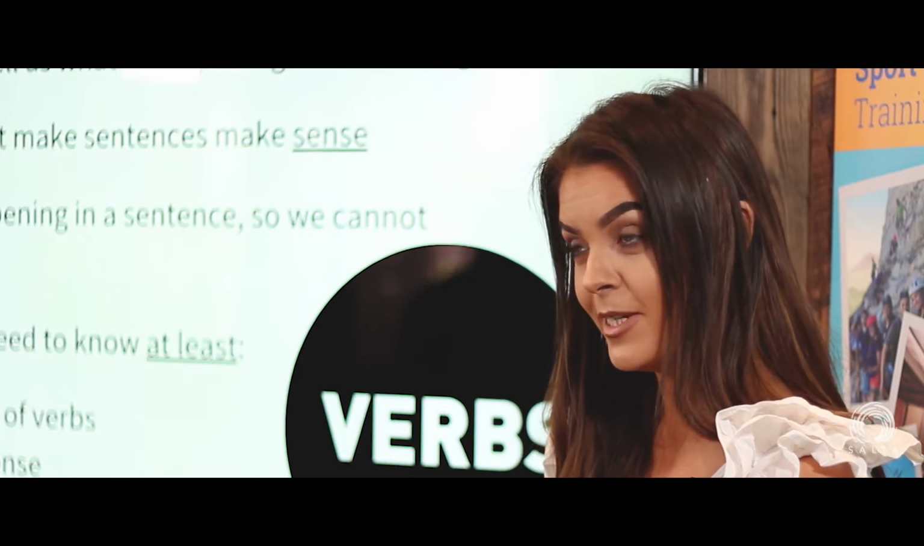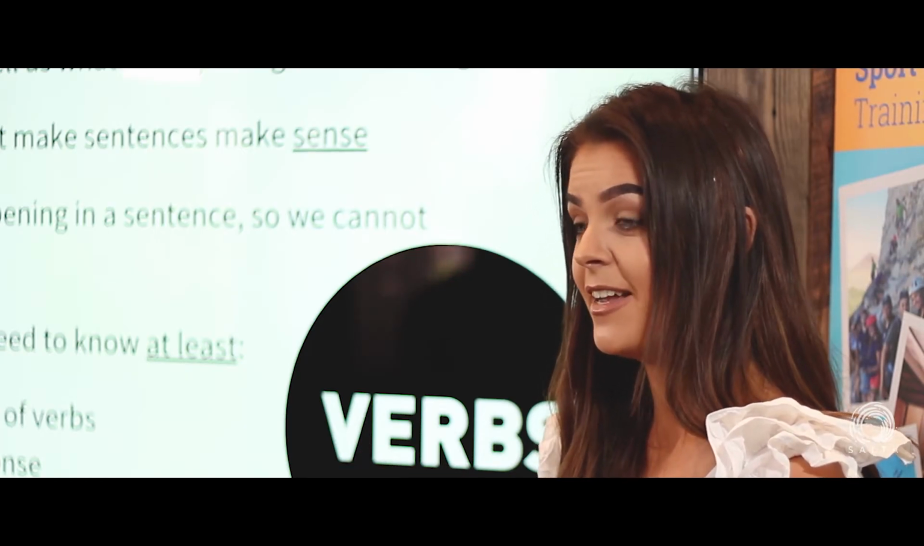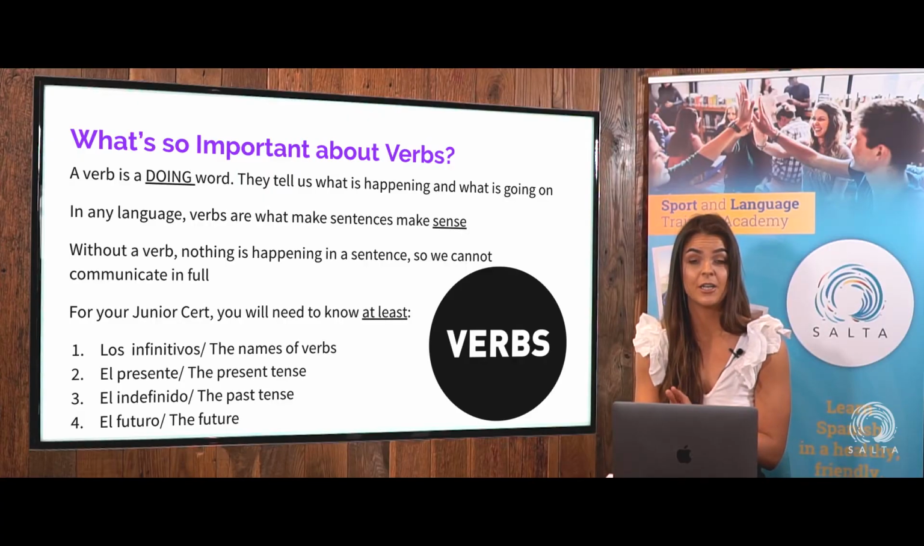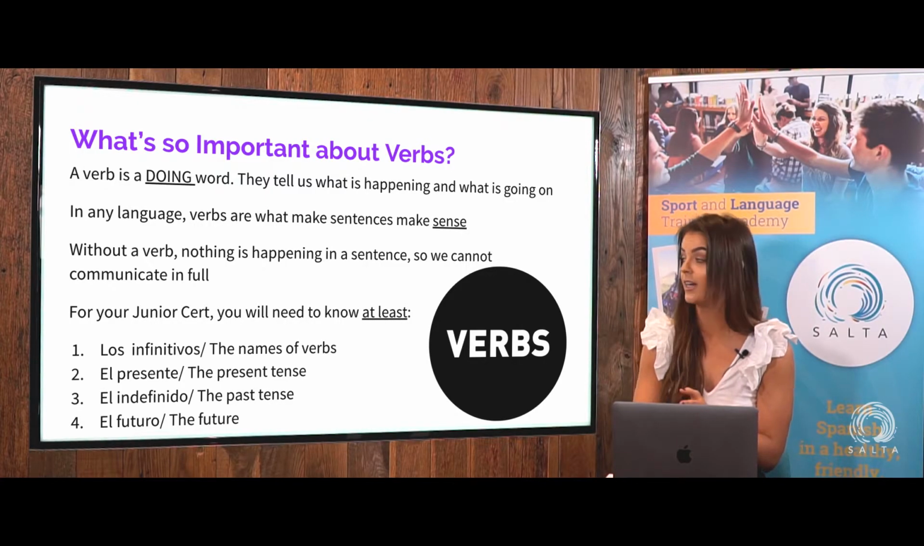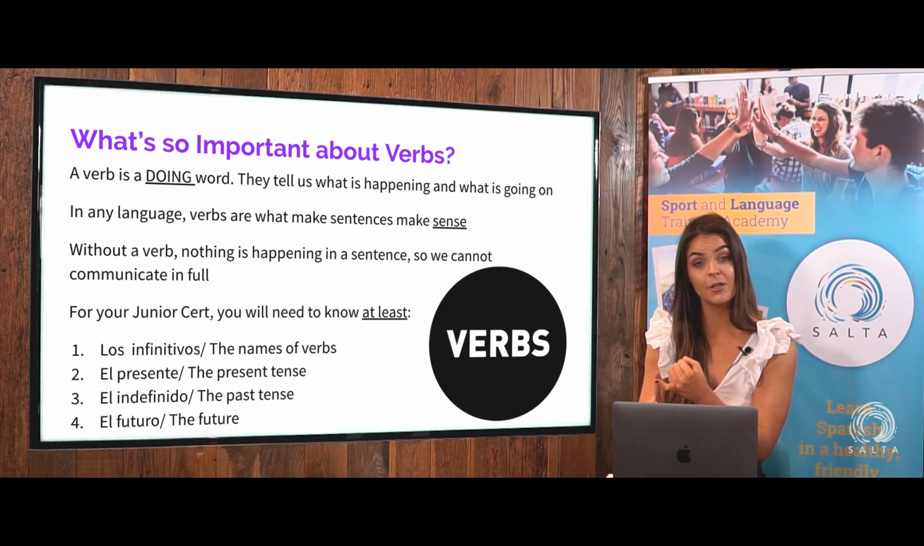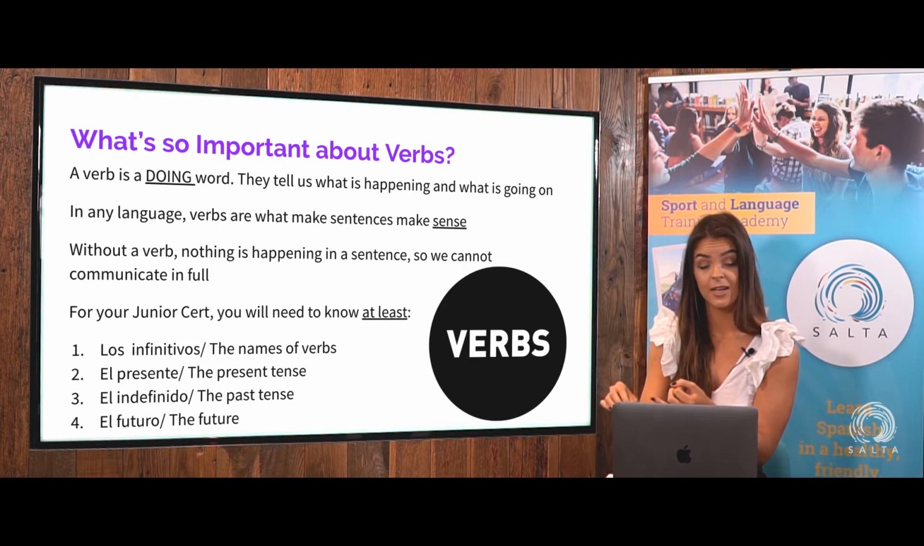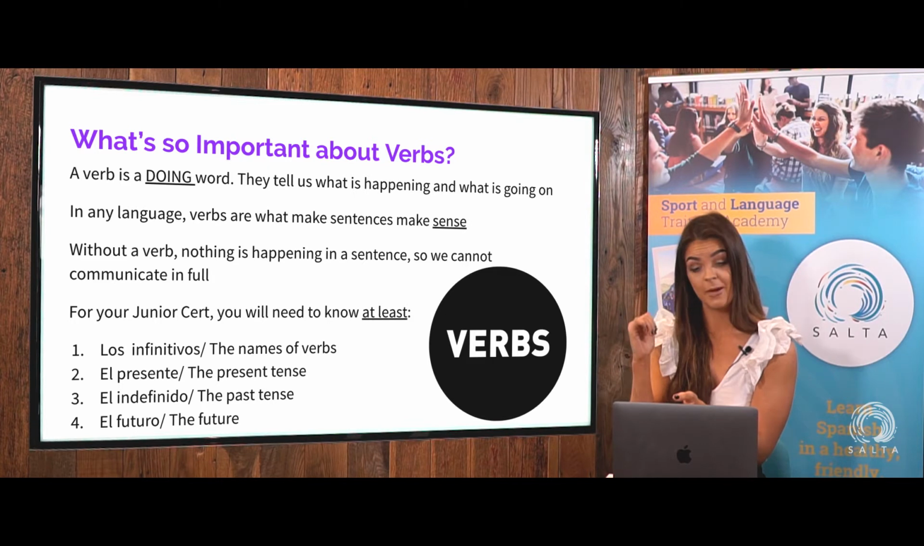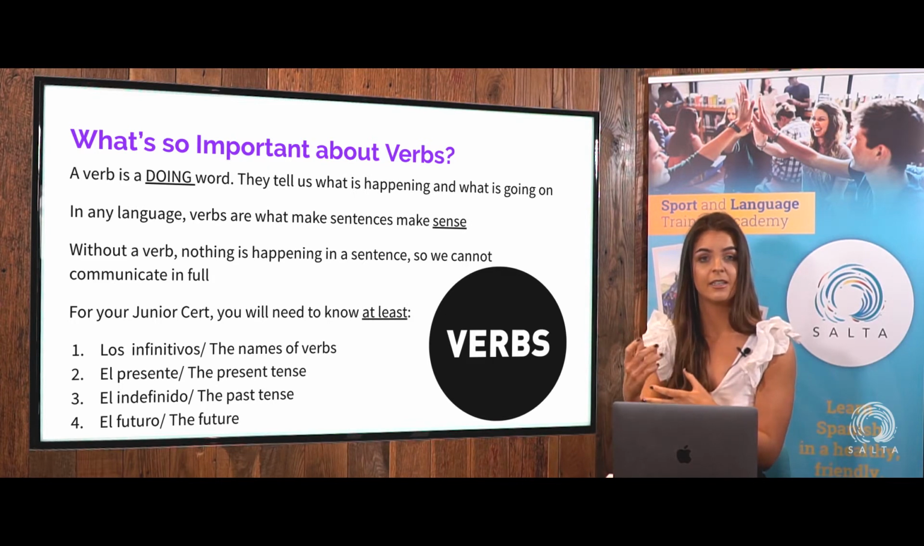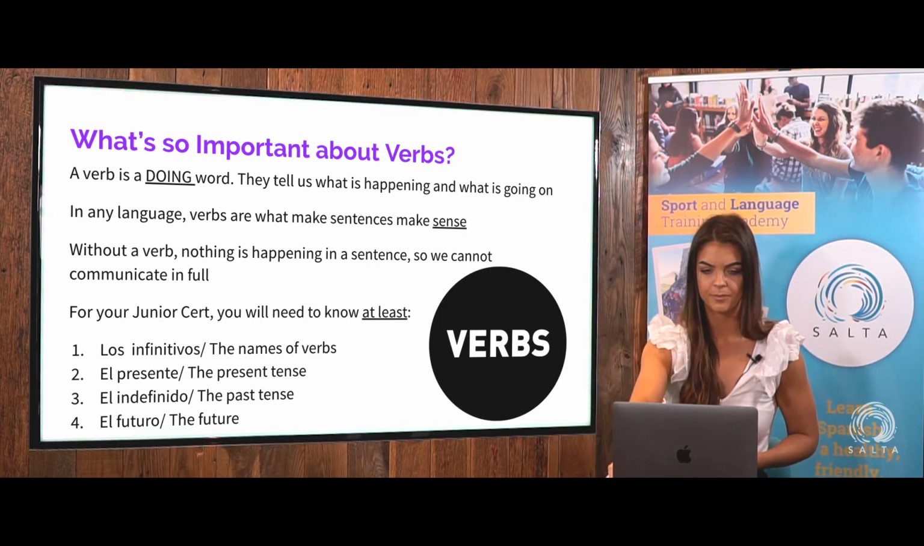I know that's a lot of information to take in, so to break it down into 4 groups, what you're going to need to know for your Junior Cert exam are the infinitives, los infinitivos, or the names of the verbs. The present tense, el presente, what is happening now. The past tense, el indefinido, what happened in the past, obviously. And then the future tense, el futuro, which is going to talk about what will happen in the future.